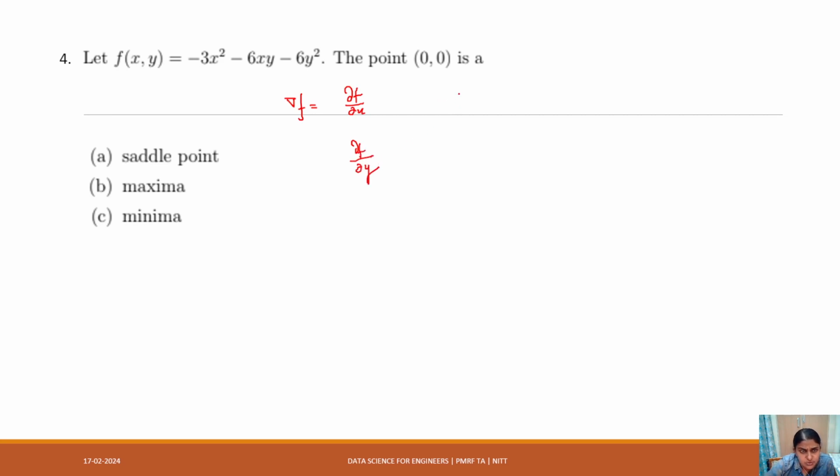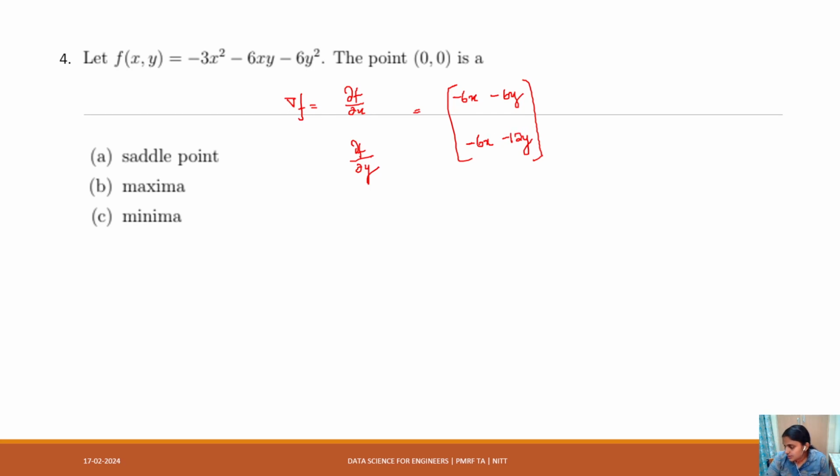So it will give you -6x - 6y, and here it will give you -6x - 12y. This is the gradient that you will be getting. Then you can substitute it equal to 0 and you will get the point at that particular place.